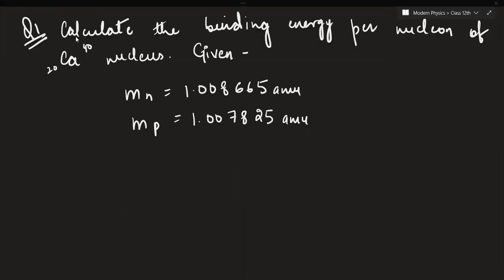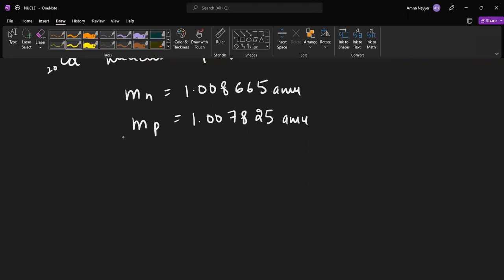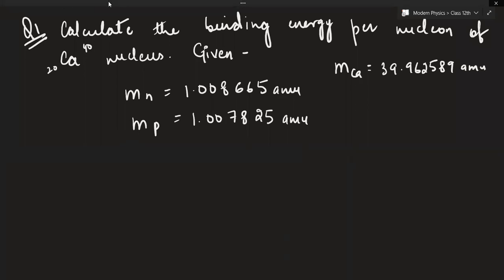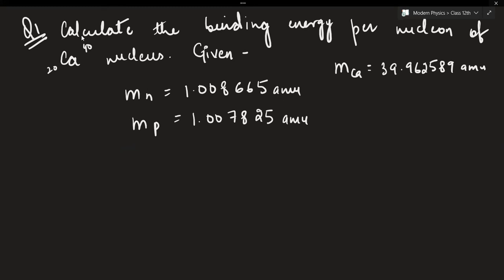See, in this question, you have to calculate the binding energy per nucleon of calcium. One more thing is given in the question, that is the mass of the calcium atom, which is given as 39.962589 amu. We take the mass number as 40. So the actual mass is given. In this lesson, you will have all the masses like this. That's why there is a little more calculation, but the rest is fine.